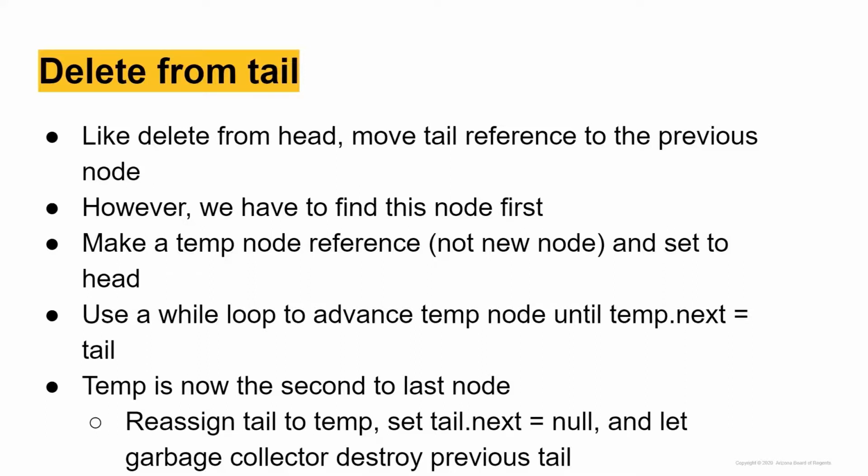We're going to do a similar thing that we did to find the index in the adding method. We're going to take a temp node, we just need one right now, we don't need the previous. We set it equal to head, and use a while loop to advance it until temp.next is equal to the tail. That's how we know that temp is the node previous to the tail, or the second to last node. So we're going to reassign the tail reference to the node that temp is referring to. And then we're going to set tail.next equal to null, because we've moved the tail reference. Now the previous tail has nothing pointing to it, and the garbage collector is going to come destroy it.